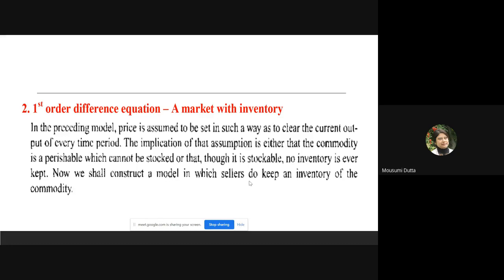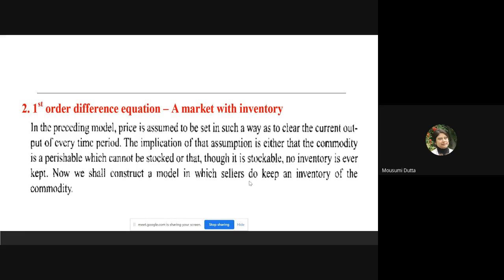In the preceding model, price is assumed to be set in such a way as to clear the current output of every time period. Demand is equal to supply, Dt is equal to St. We are setting Dt equal to St in the cobweb type of framework. So at every period, you want that the market should be cleared, or pricing will be such that the market is cleared in every period. The implication of that assumption is either that the commodity is perishable which cannot be stocked, or that though it is stockable, no inventory is ever kept.